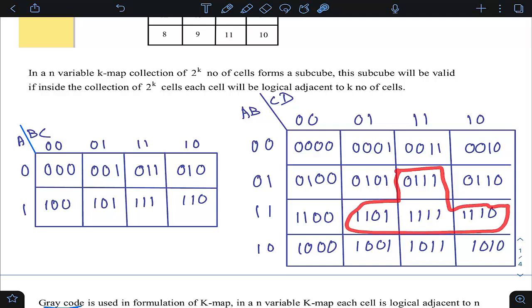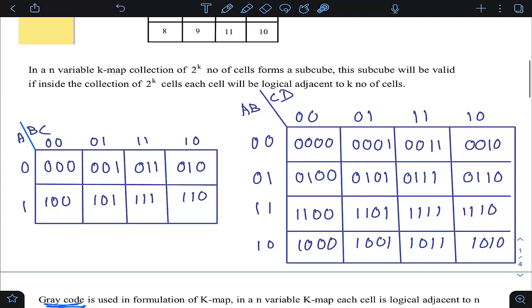They say no. But why no? They don't know. So let us try to understand what is the rule to make the kind of grouping. To know the concept of grouping, you should understand the concept of subcube.